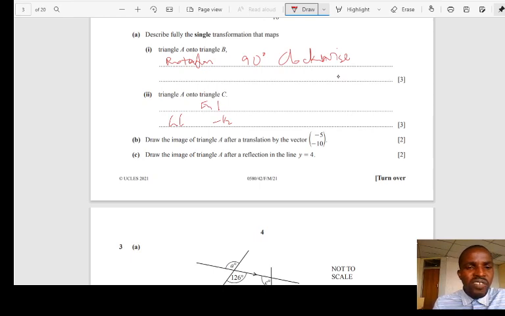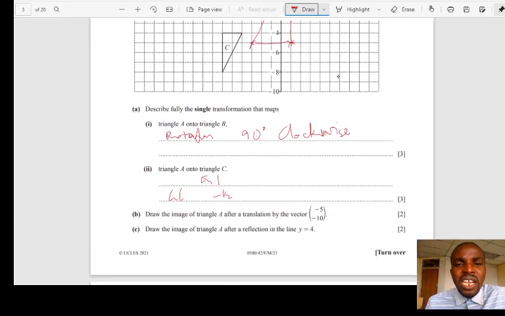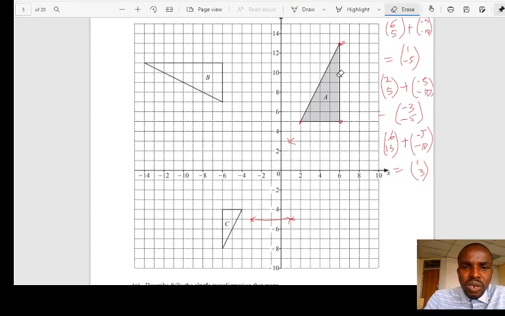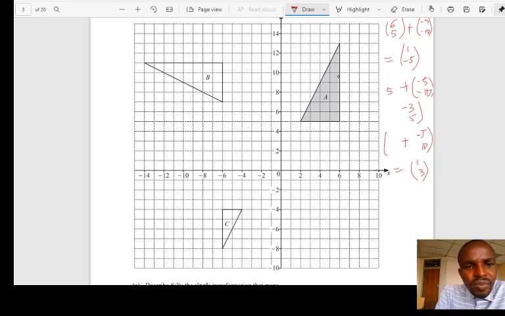Next, draw the image of triangle A after a reflection in the line y equals 4. So first thing, you have to draw the line y equals 4. Where is this line? Let me rub off all these items. So the line y equals 4 is somewhere here. You draw your line y equals 4 here, and you label it y equals 4, like this.